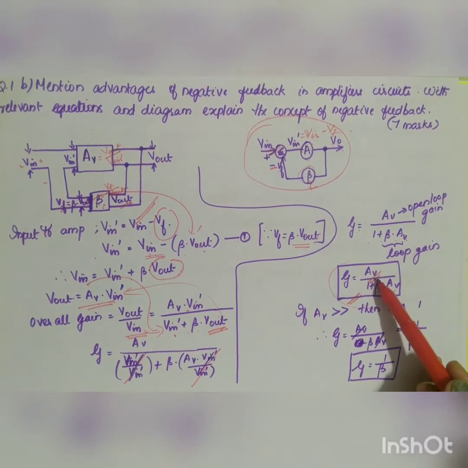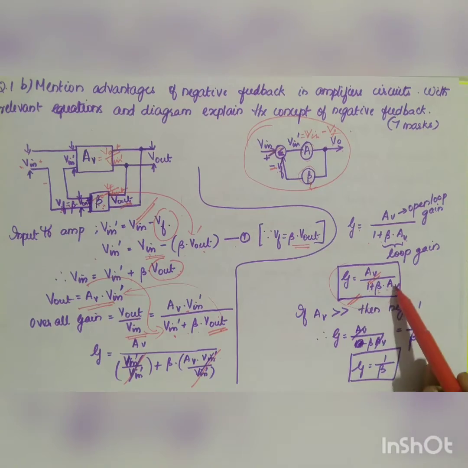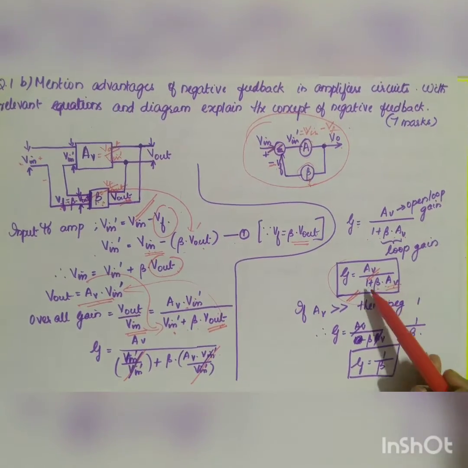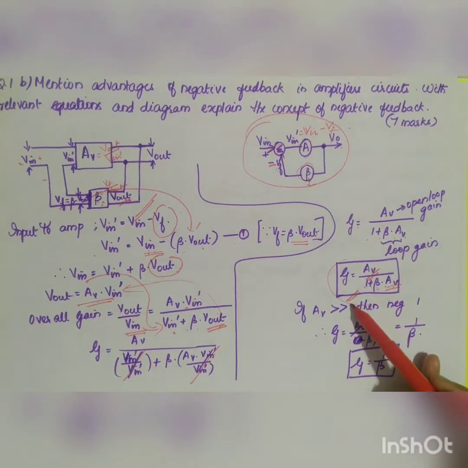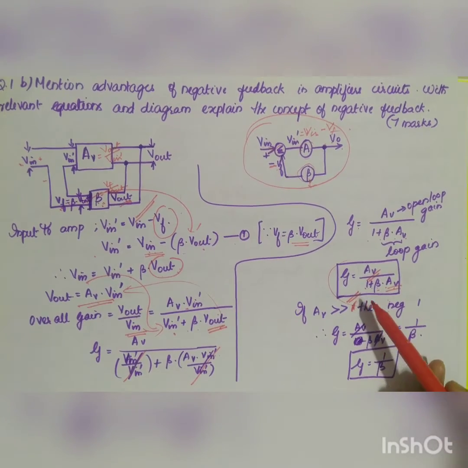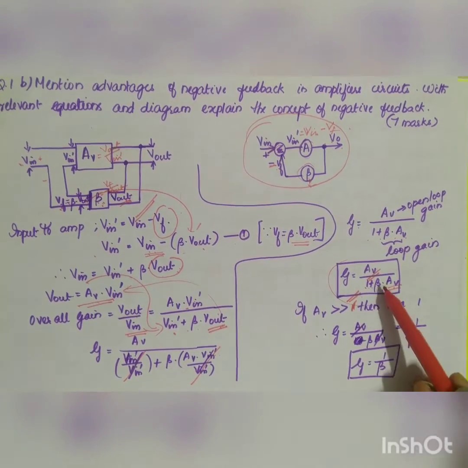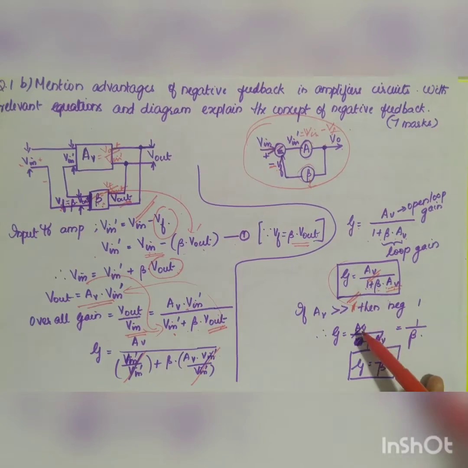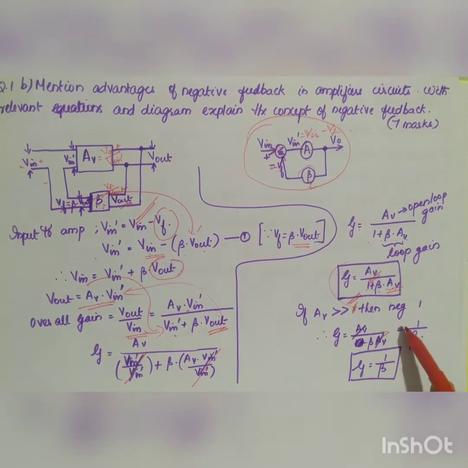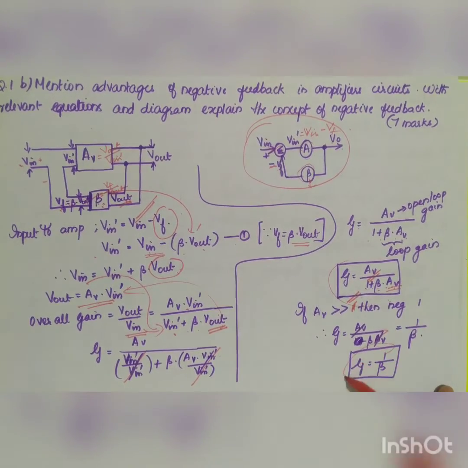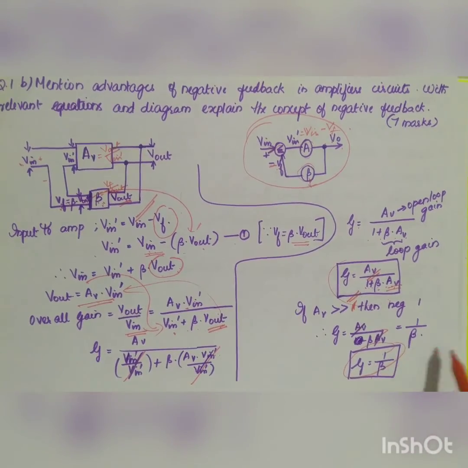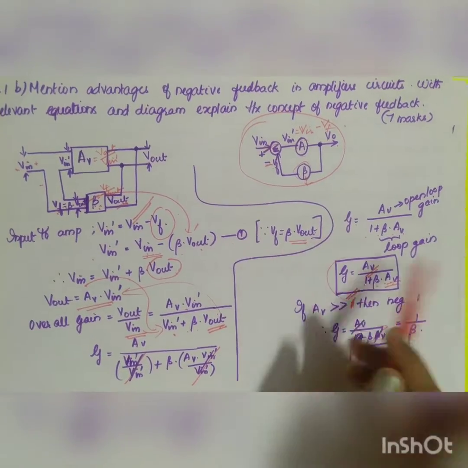Okay. So now if your AV is very much greater than 1, then 1 can be neglected. So what you will be getting is AV divided by beta into AV. So AV gets cancelled, and the gain is equal to 1 by beta. So the gain is equal to 1 by beta. So this is your derivation of negative feedback.